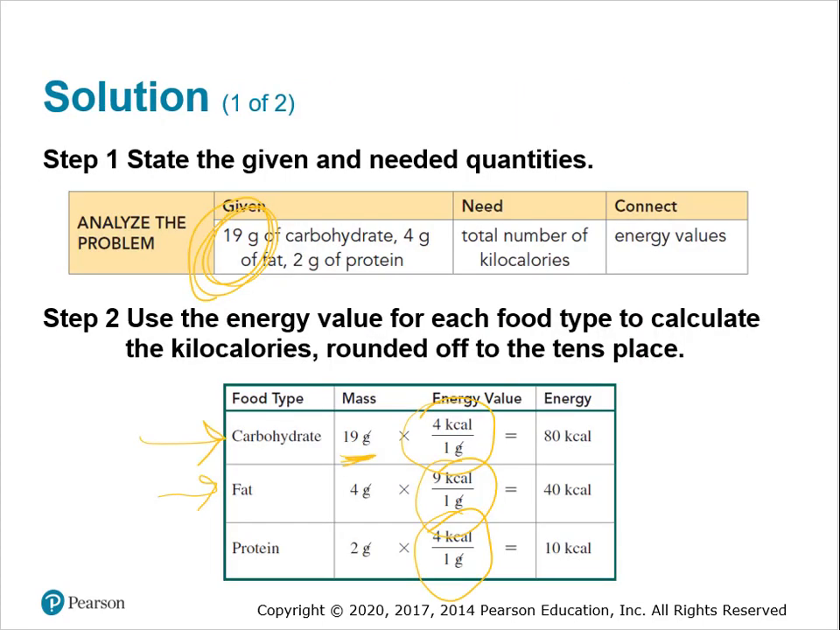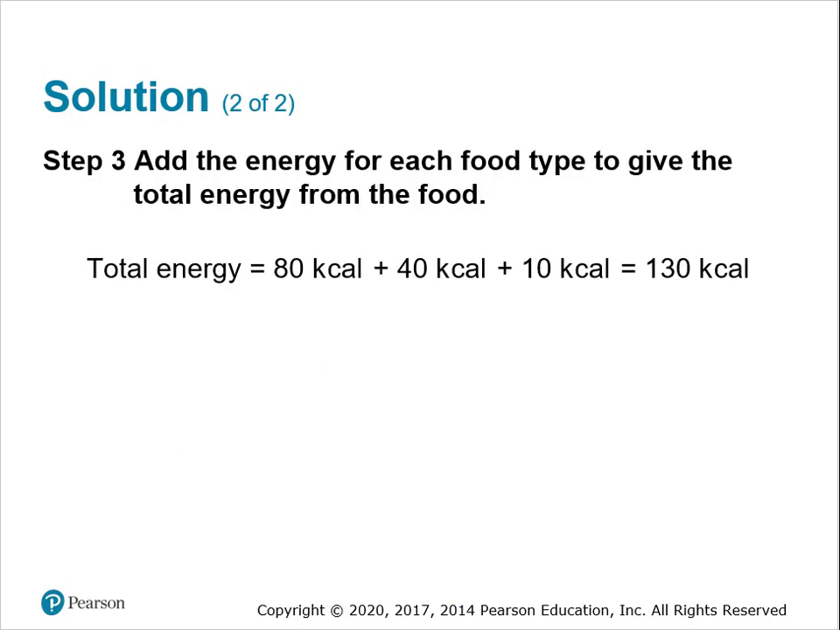And when we cancel out our grams and grams, we're left with just kilocalories. So 80 kilocalories for the carbohydrates, 40 from fats, and 10 from protein. And to get the total, we're just going to add them all up together. 80 plus 40 plus 10 gives us 130 kilocalories, or 130 nutritional calories.